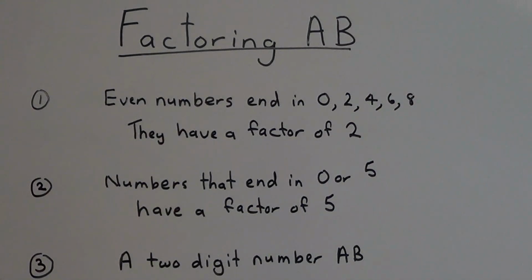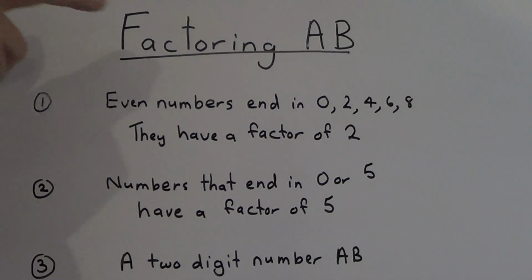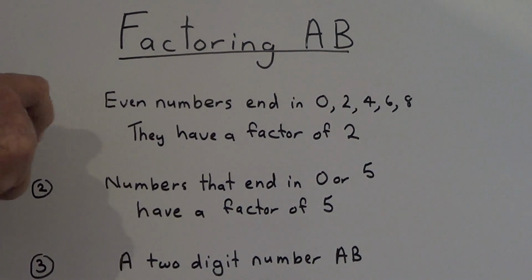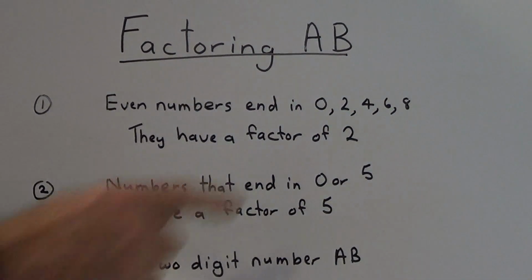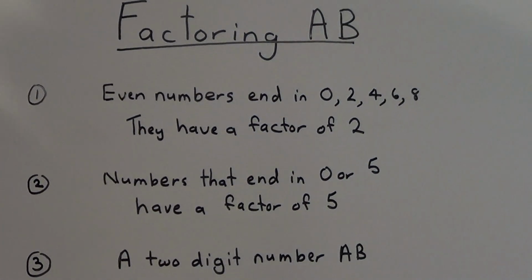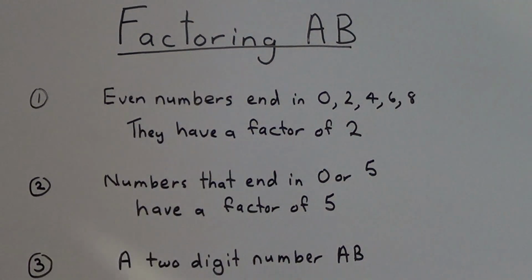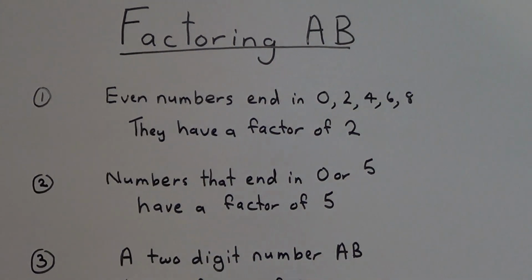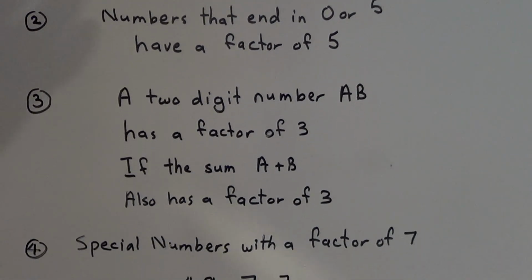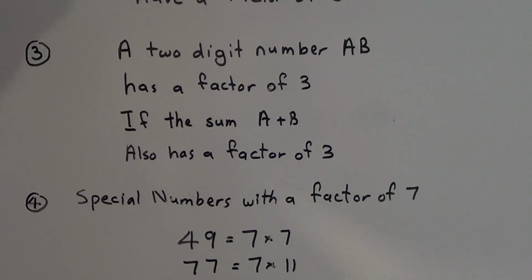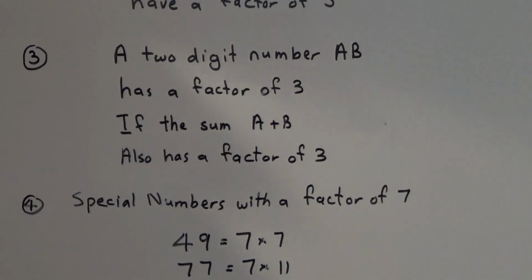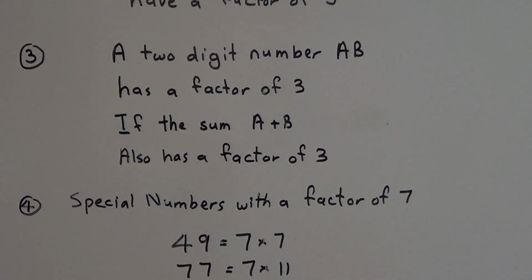Okay, here's all the material again. We're factoring a 2-digit number AB. If it's even, in other words it ends in 0, 2, 4, 6 or 8, it's got a factor of 2. If the number ends in 0 or 5, it has a factor of 5. When we add the digits up, if the sum of the digits is a multiple of 3, then the number AB also has a factor of 3.